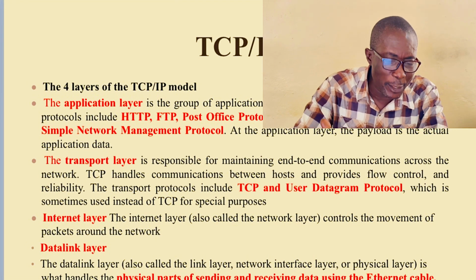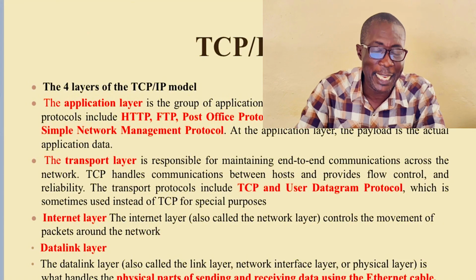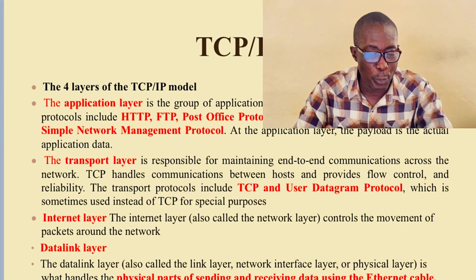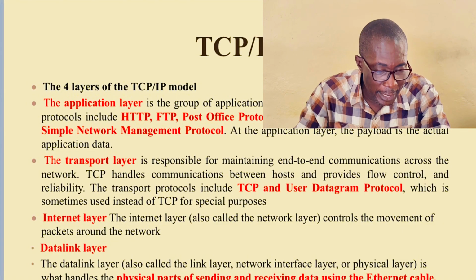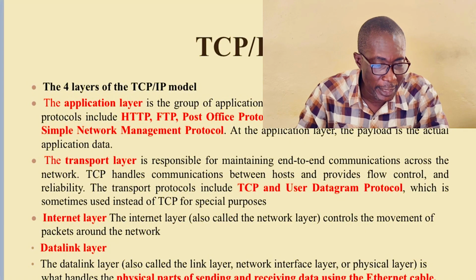So these 4 layers are the application layer, the transport layer, the internet layer, and then the data link layer. Since we've done the OSI model, I don't need to go into details about these layers, because they perform the same functions under TCP/IP.